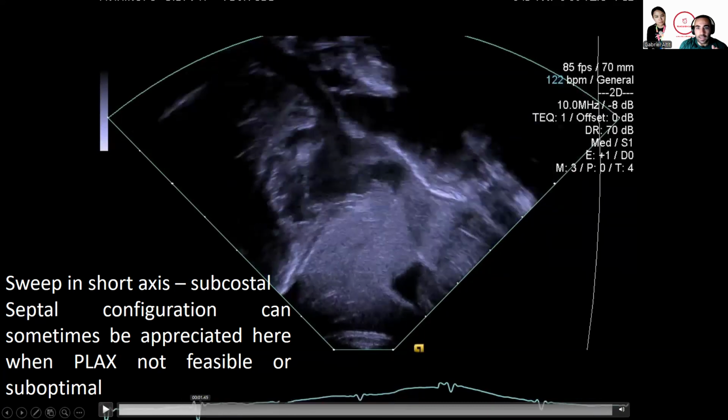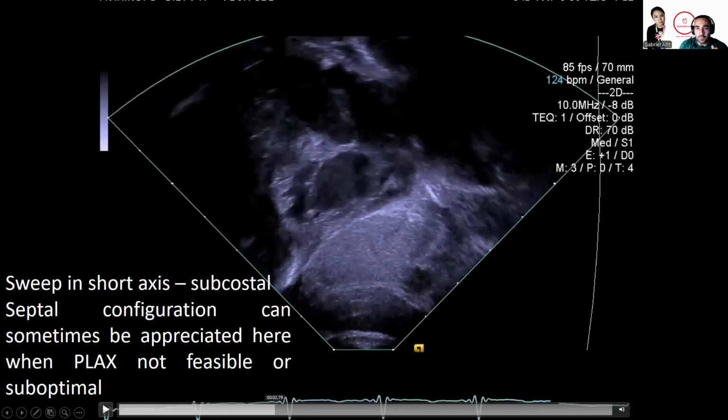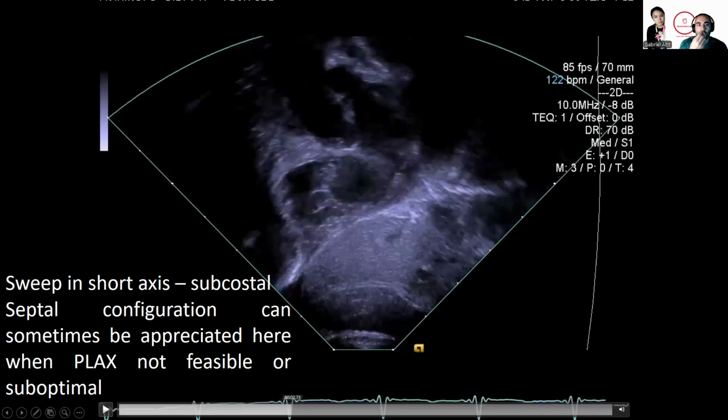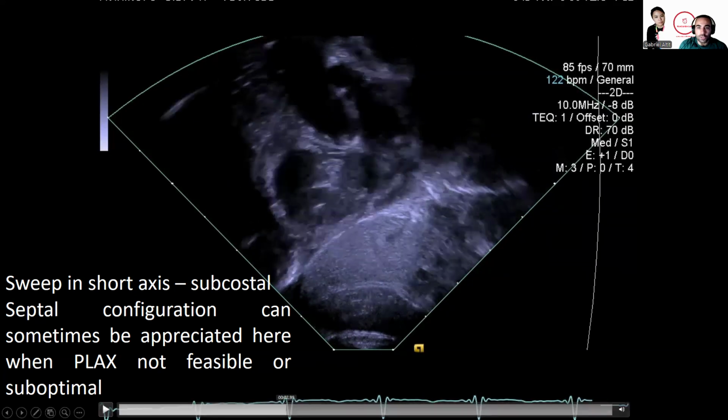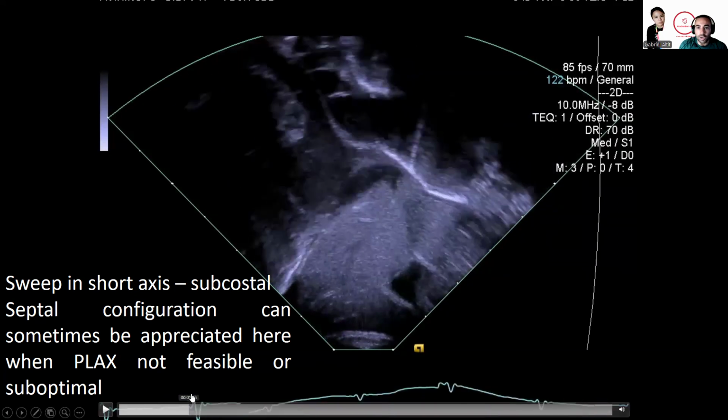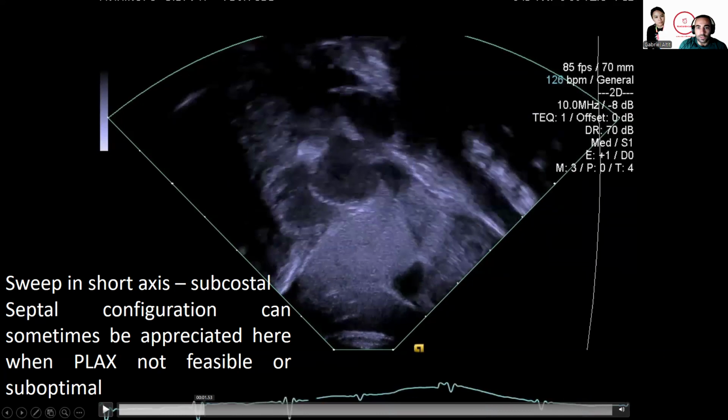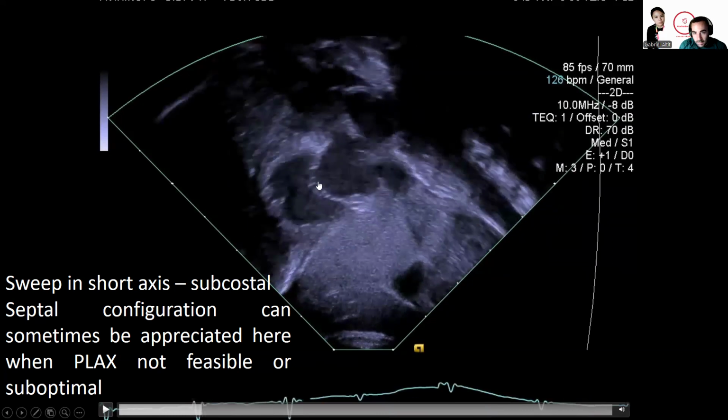And so as I'm going towards the apex of the LV, so think of your probe going like this and going towards the apex of the LV, more laterally of the patient, you will start seeing more of the structures of the heart. So first, you start seeing more of this tricuspid valve filling the right ventricle.